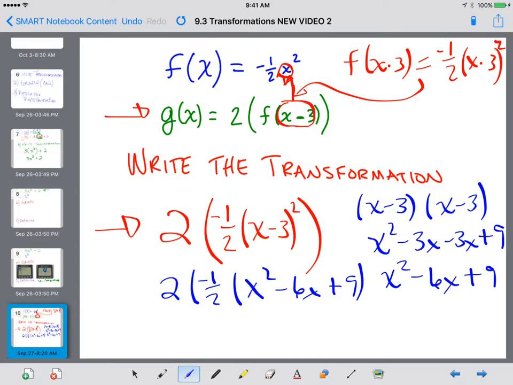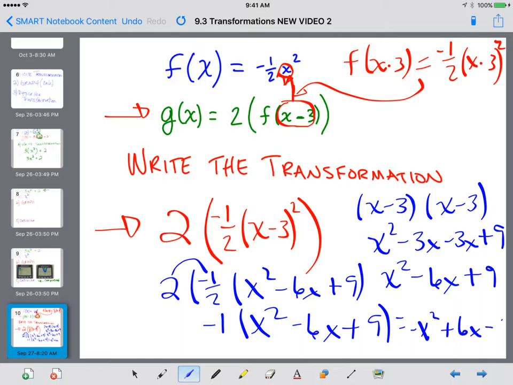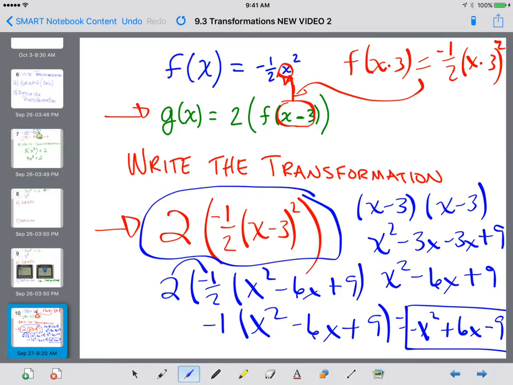Now rather than distribute the 1/2 and then distribute the 2, mathematically we can do this. 2 times negative 1/2 would just be negative 1 x squared minus 6x plus 9. And we can distribute the negative 1, changing our signs, in which we get negative x squared plus 6x minus 9. So if you were to simplify, it would come down to negative x squared plus 6x minus 9. I am okay if you just plug it in, you leave it just like this.